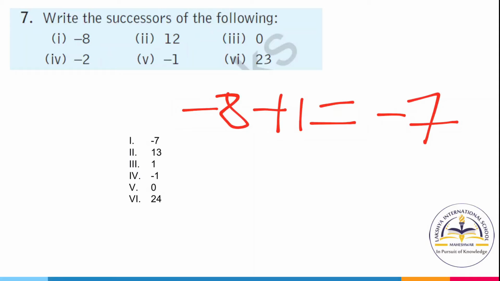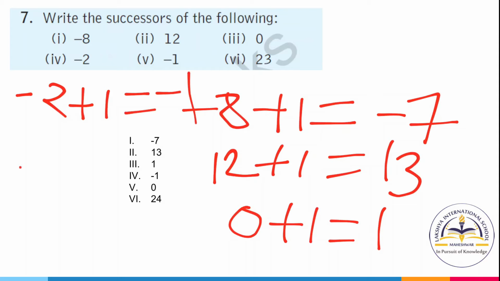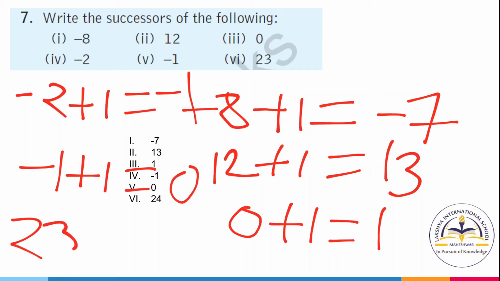Now second question, 12 plus 1, that is 13, 0 plus 1, that is 1, minus 2 plus 1 you will get minus 1, minus 1 plus 1 you will get 0, 23 plus 1 you will get 24.